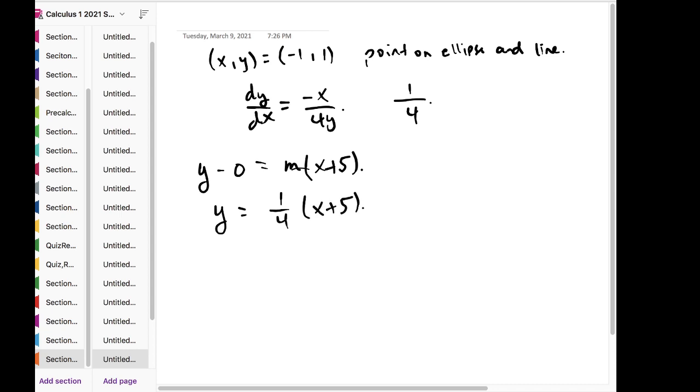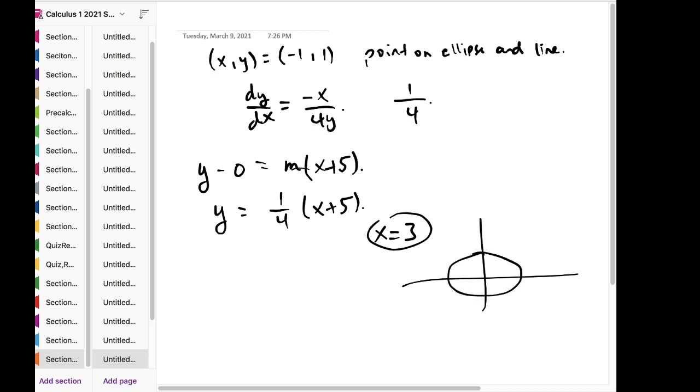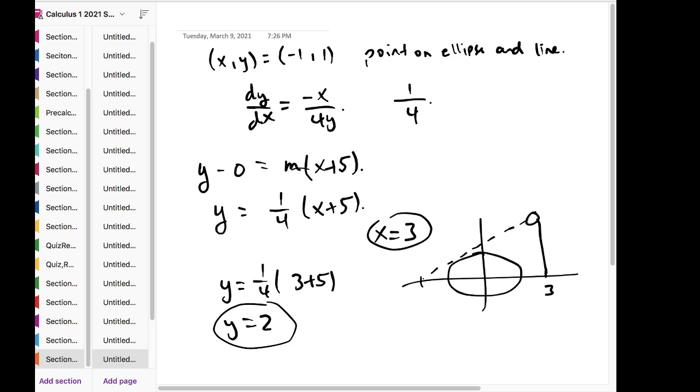And now what we cared about was when x was equal to 3, right? That was this. It was 3, and this was the point. So we plug in 3, and we get y is equal to 1/4 times 3 plus 5. y is equal to 2. So that's the height of the lamp. Okay, that's it. So I'll stop the recording now.